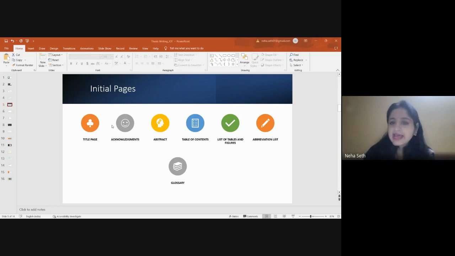wherein you basically sign this certificate, mentioning that this is your original work and you have not copied this work from anywhere else, and at the same time you are not submitting the same work for the award of any other degree. And this has to be signed by the candidate as well as the supervisor, so both of them will take the responsibility that this is the original work and is also not submitted anywhere else.